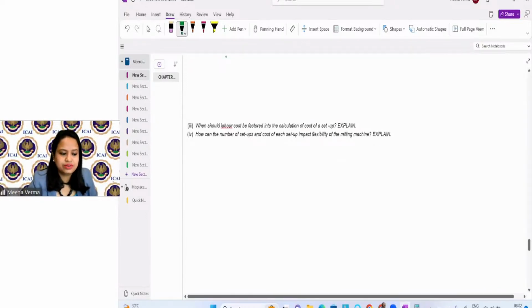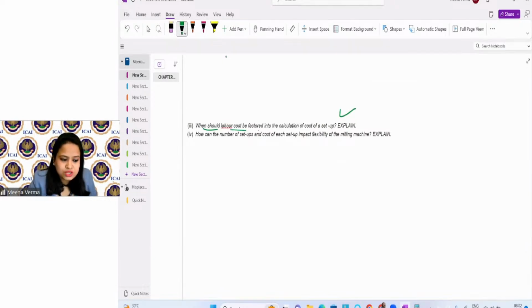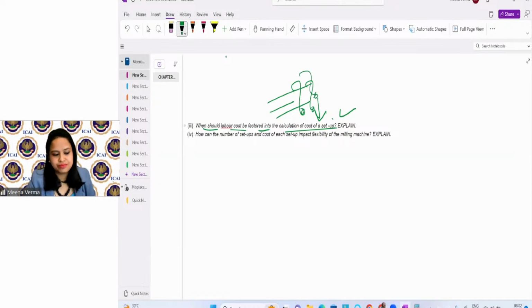Okay, third portion of the question. When should labor costs be factored into the calculation of cost of setup? You have seen the setup cost. The question is: when do you consider the labor cost here? This is the question. And we have one more question here.